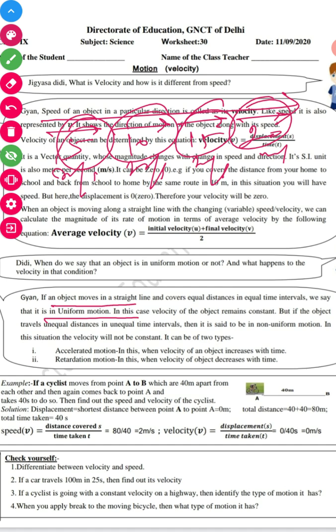Let this 5 meter be covered in a few seconds, whatever it may be, and in the next few seconds 10, the next few seconds 15, the next few seconds 20, then it is said to be a uniform motion. In this case the velocity of an object remains constant. Velocity will not change at all in this condition, because the object is moving with the same speed.